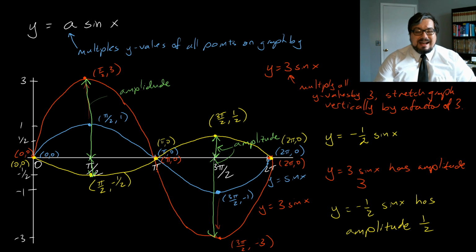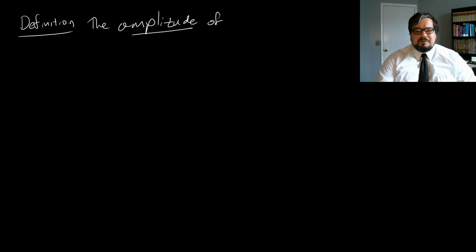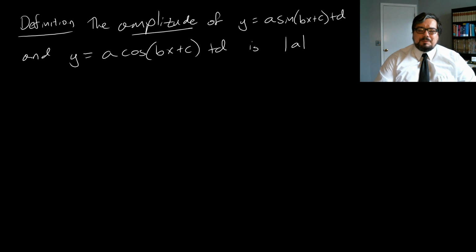So we can define this in the following way. The amplitude of y equals a sine(bx plus c) plus d and y equals a cosine(bx plus c) plus d is the absolute value of a.